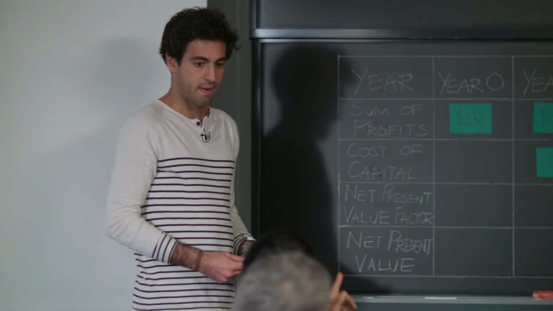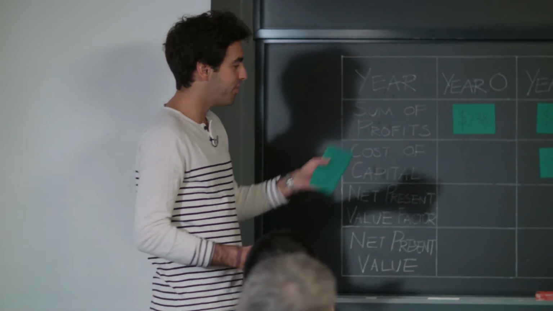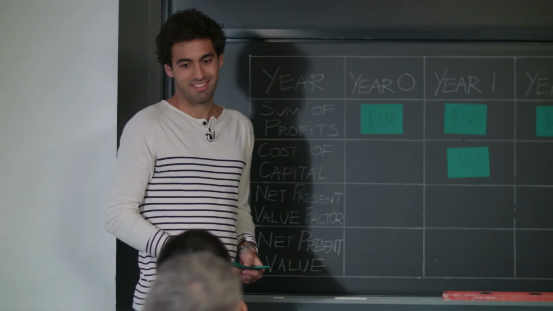Why do you use 50%? So we use 50% because that's what Bill told us. And Bill, why did you tell them to use 50%? Well, there's a lot of research out there that shows that for startup companies, the cost of getting capital, as we spoke about earlier in the video, is going to be very high. It's risky, it's illiquid, you can't go out and get the money, you don't have the assets. So 50% is a nice round number.